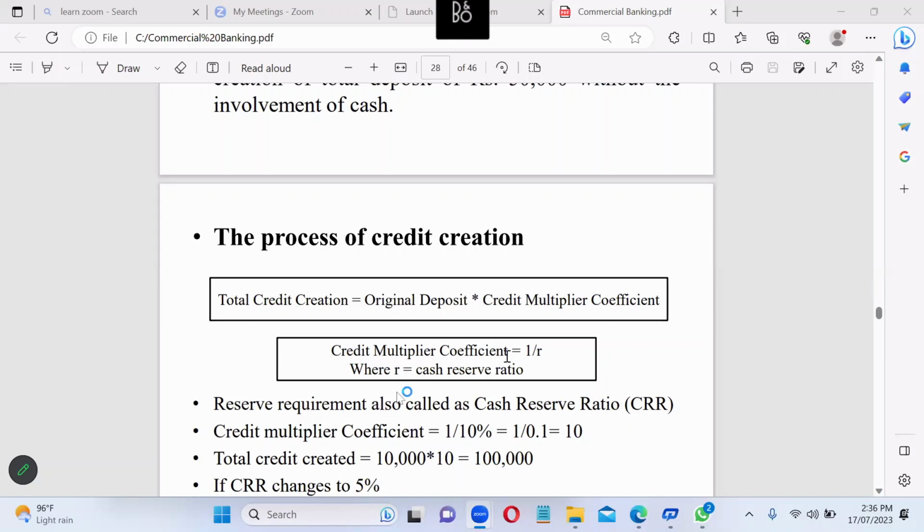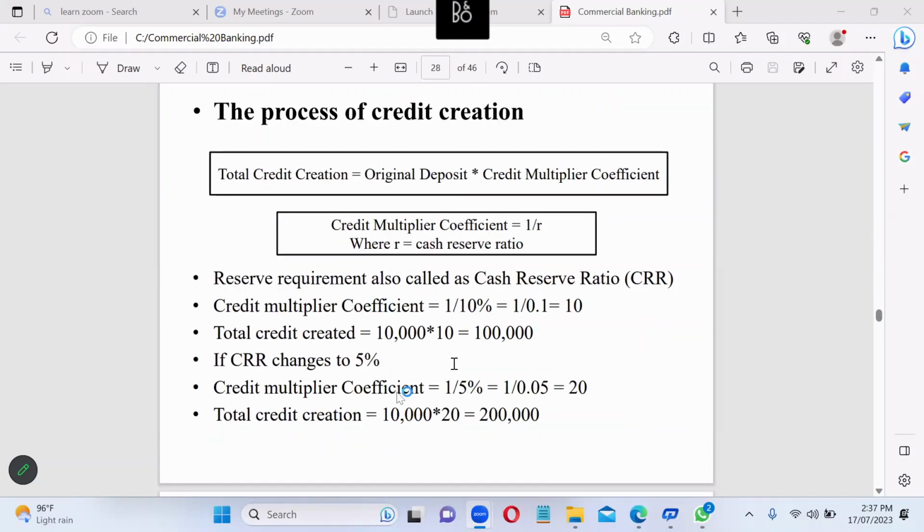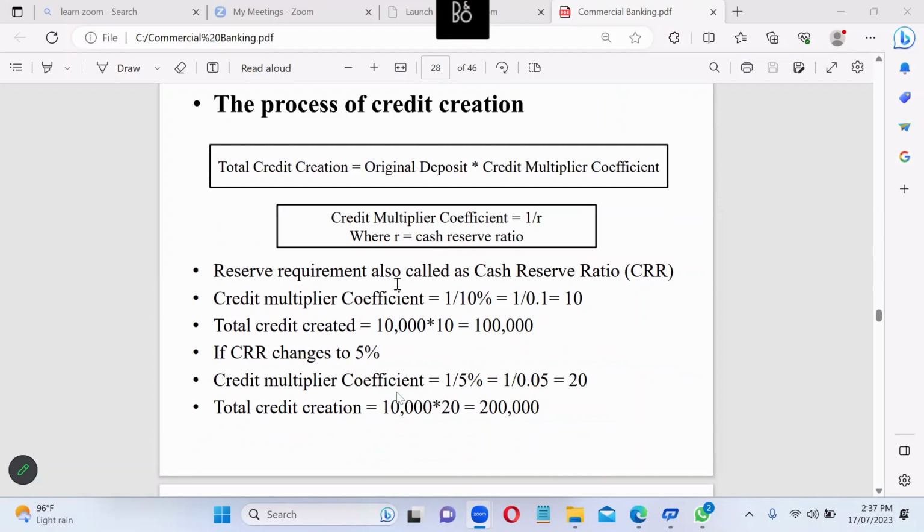So the credit multiplier coefficient equals 1 over R, where R is the cash reserve ratio. Through this example, you can understand this requirement is also called the cash reserve ratio, CRR. The credit multiplier coefficient is 1 over 10 percent. CRR is 10 percent, 10 percent means 0.1. So your total credit creation is 10 times the 10,000 deposit.